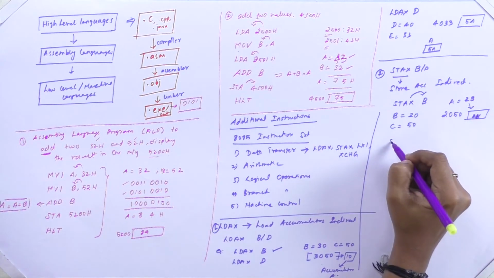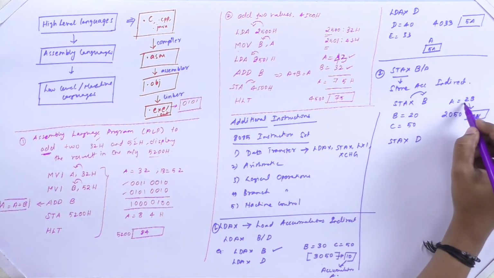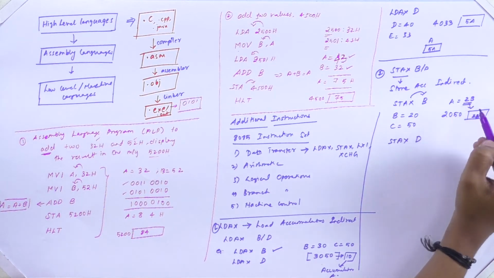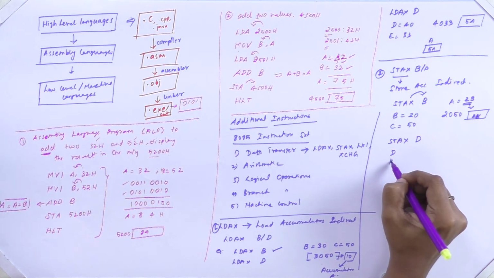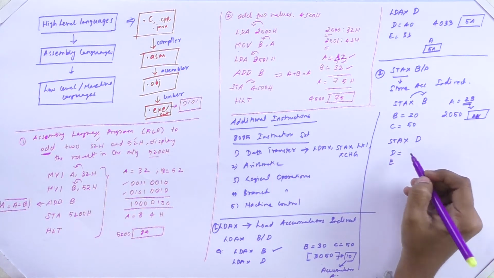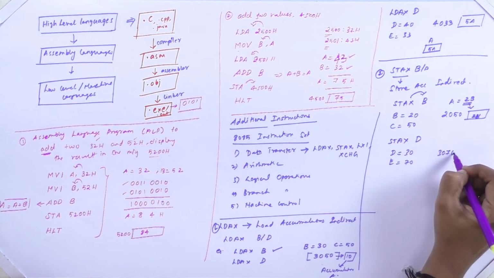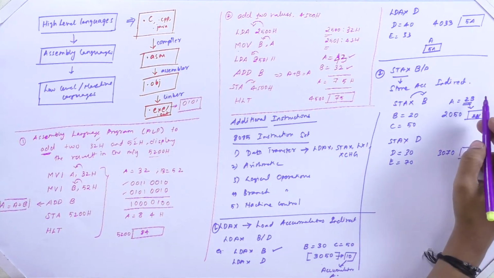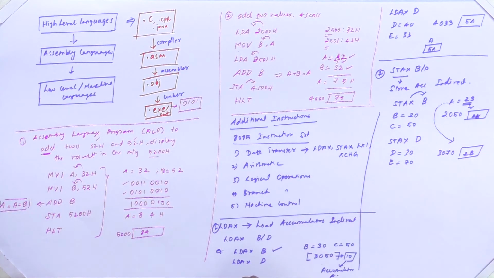If you execute this instruction STAX D, then the value present in accumulator, this 2B, will be copied to the memory location specified by DE register pair. Example is, D is equal to 30 and E is equal to 70, then it points to the memory location 3070. In that 3070, this 2B value will be copied. So this is the function of STAX.